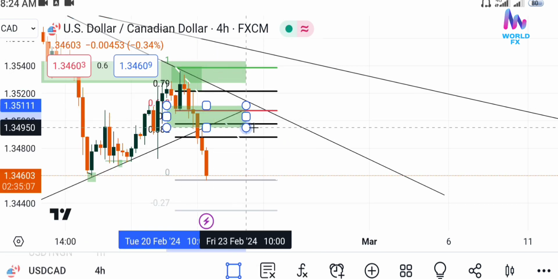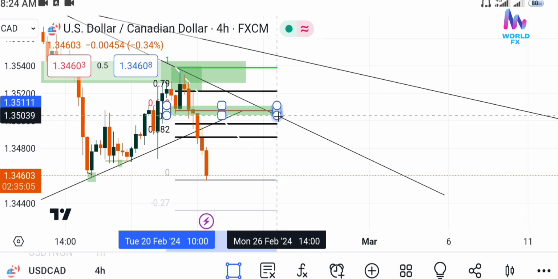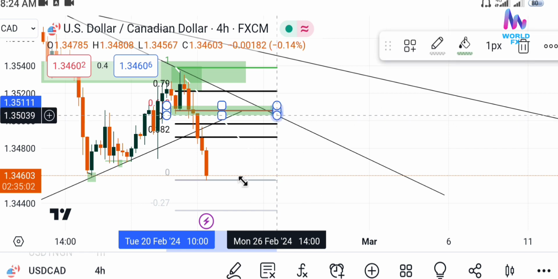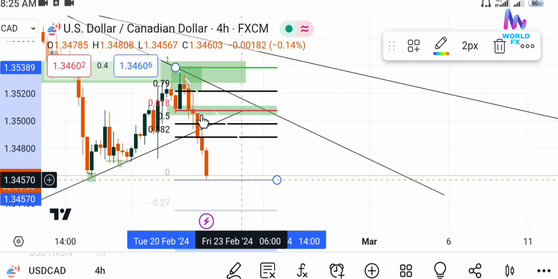Here. This should be our next entry. The market chose to reverse from here. So I mark out this is the 0.81 retracement level.